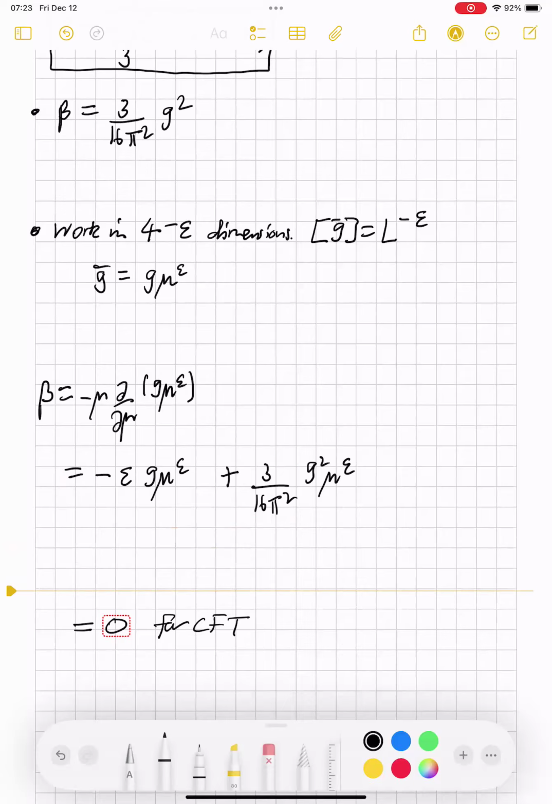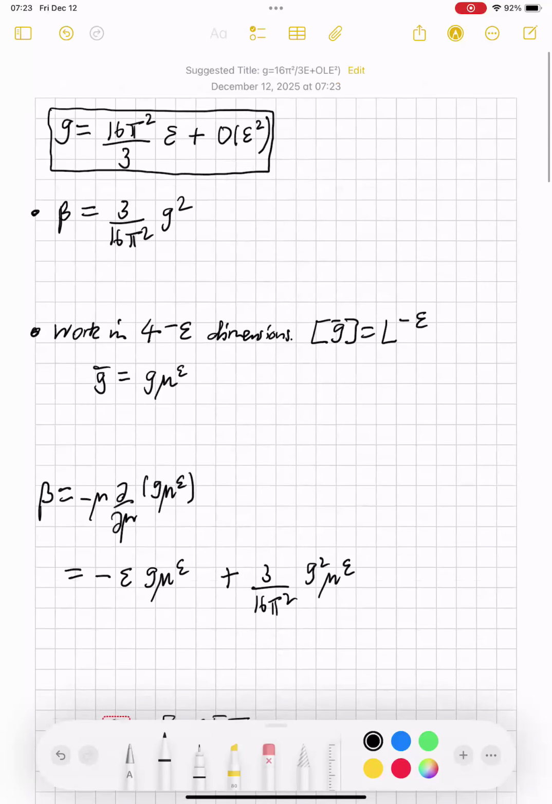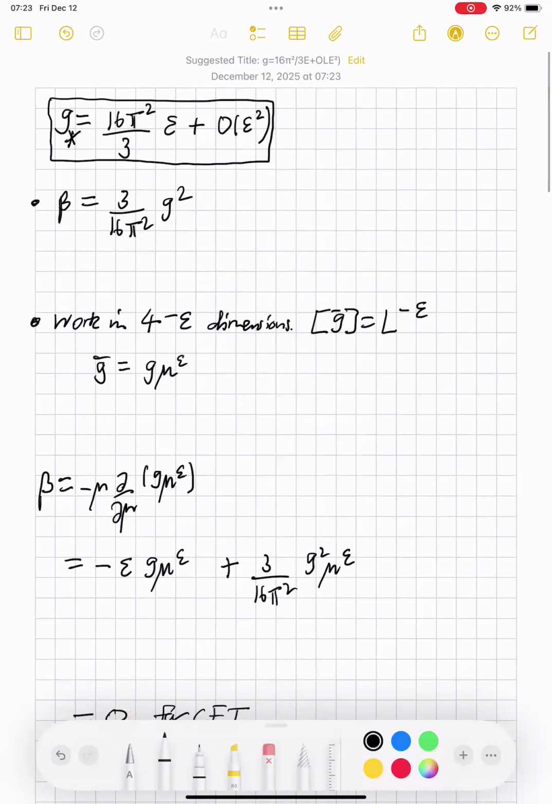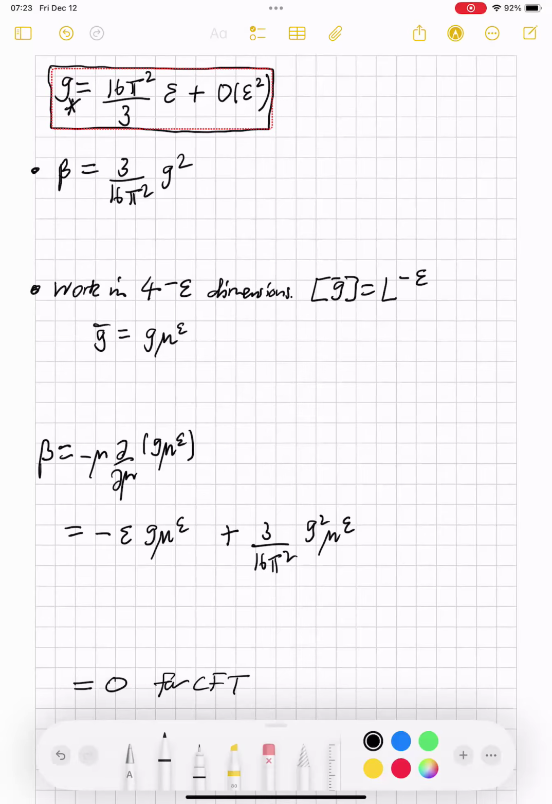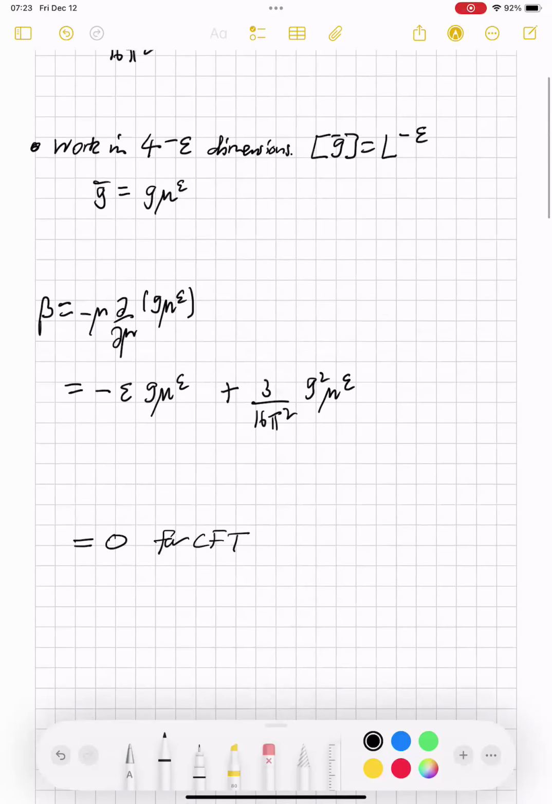Solving this equation, we get the value for g star. This is the value of the coupling at the fixed point. So notice a few things. We start off and we imagine the theory has a coupling constant, and we've introduced a new parameter by saying we work in 4 minus epsilon dimensions. So it looks like we've got two parameters. Actually, we don't. They're related by the requirement that the beta function is equal to 0. So I really only have one parameter. It's the coupling constant and how far away I am from 4 dimensions. And those two parameters are coupled by the requirement that the beta function is 0.